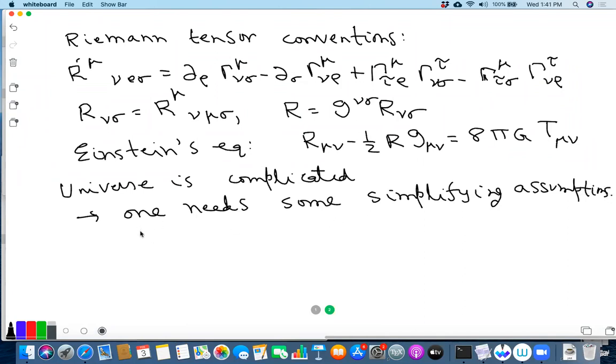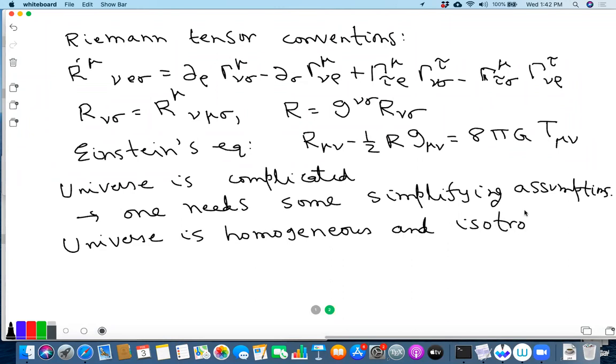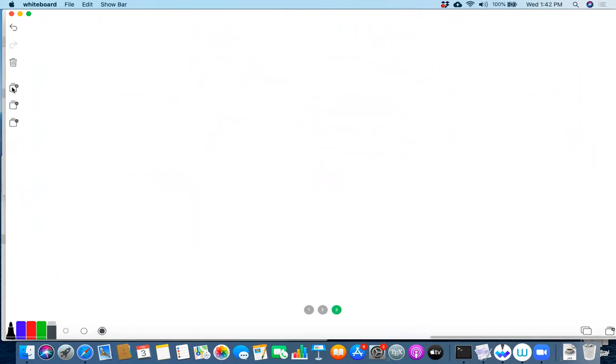And the assumptions that we'll be making is that the universe is homogeneous and isotropic. And I'll try to explain in more detail what exactly this means. Are there questions? Okay.